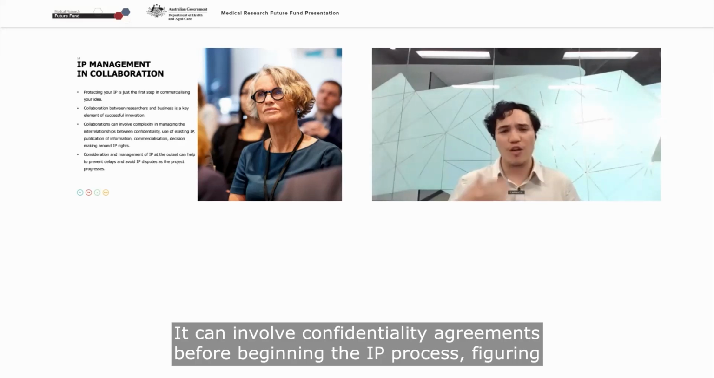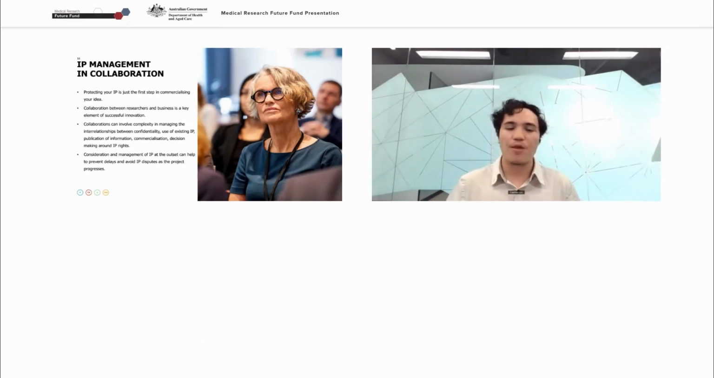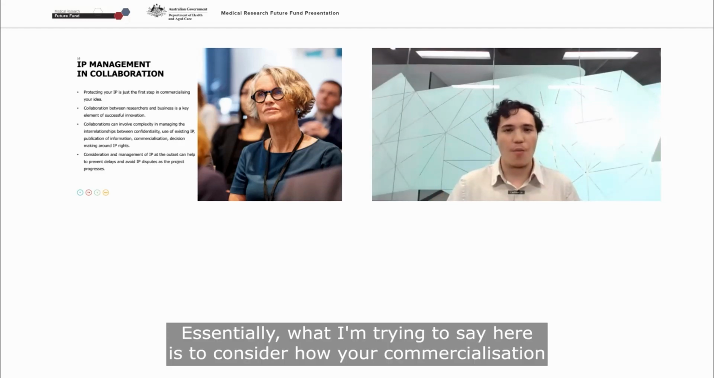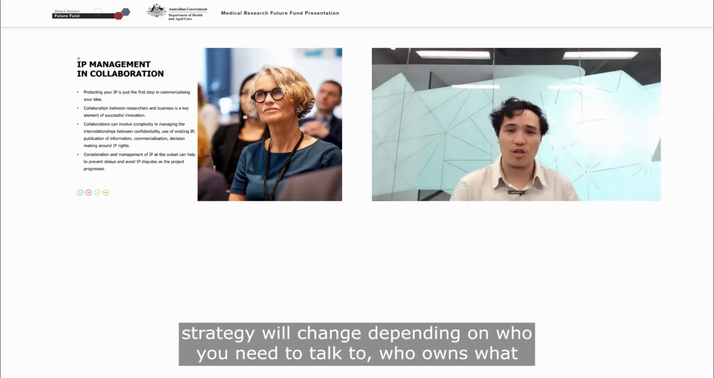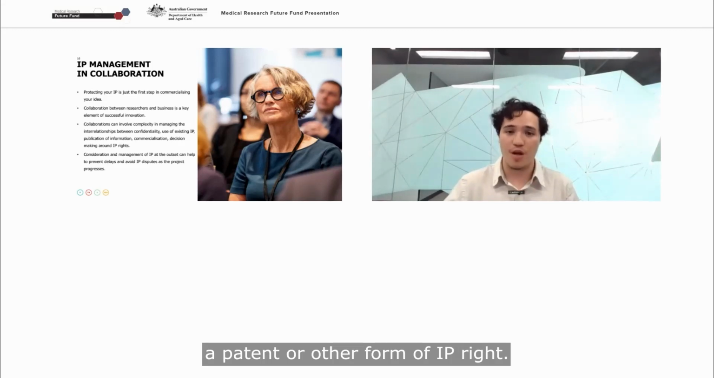It can involve confidentiality agreements before beginning the IP process, figuring out what secrets can and can't be shared, all sorts of things like that. Essentially, what I'm trying to say here is to consider how your commercialization strategy will change depending on who you need to talk to, who owns what patent, and what kind of pressure you will have in the field upon getting a patent or other form of IP right.